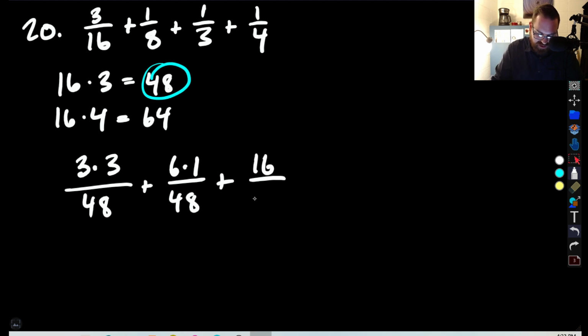The 3 is going to be the 16. 16 times 1 over 48. And then the last one, 1/4, that is going to be, what did I say, 12? I think it's 12 over 48. So 12/48 is the same as 1/4. 16/48 is the same as 1/3. And that's how it goes. We've got 3 times 3 is 9 over 48.